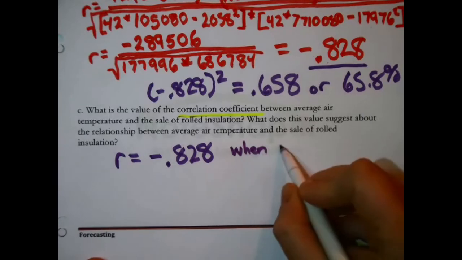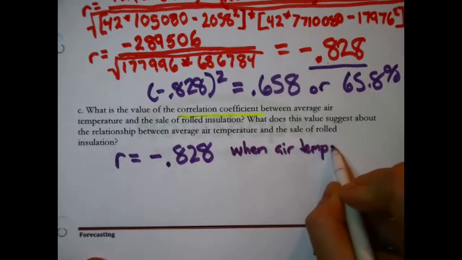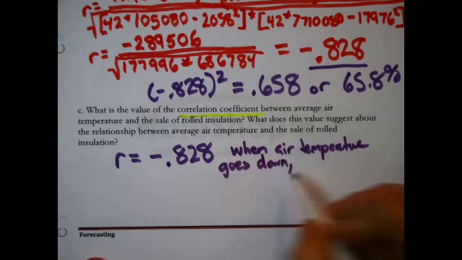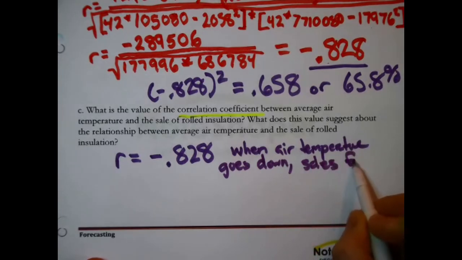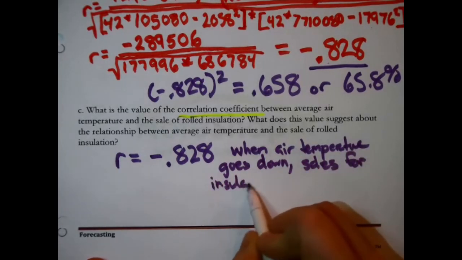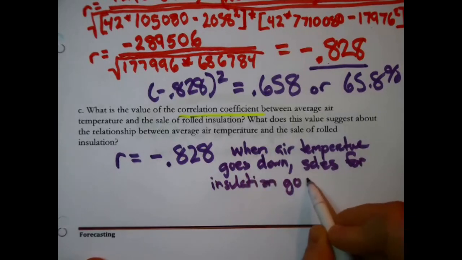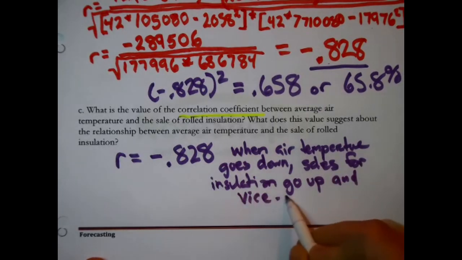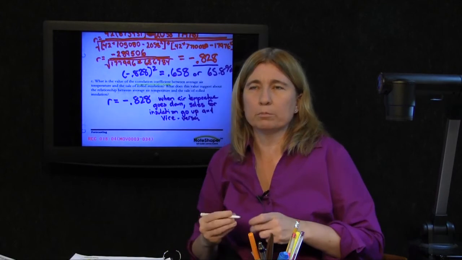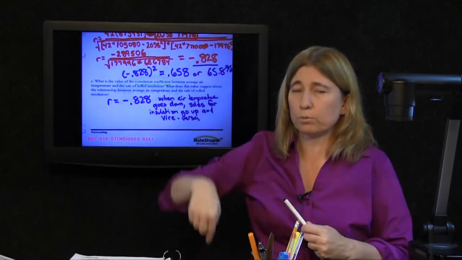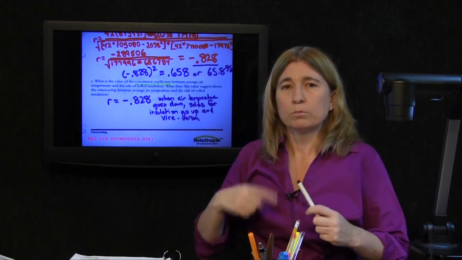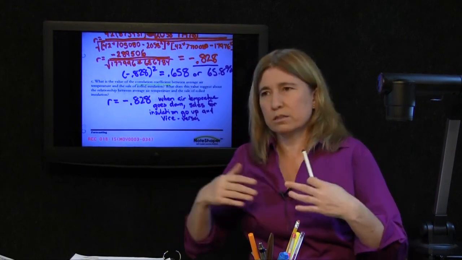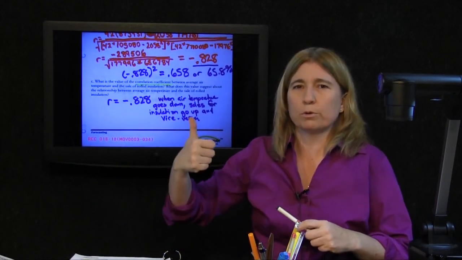That would mean when air temperature goes down, sales for insulation go up. They work in opposite directions. And vice versa, I'm adding, because I don't want to write it out, but that implies that when air temperature goes up, the sales for rolled insulation are going to go down, which sort of makes sense. When it gets colder and the temperature goes down, they sell more insulation, and thus the sales for rolled insulation go up.